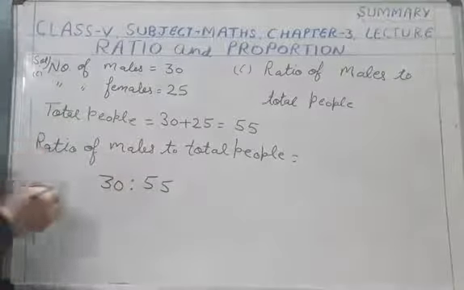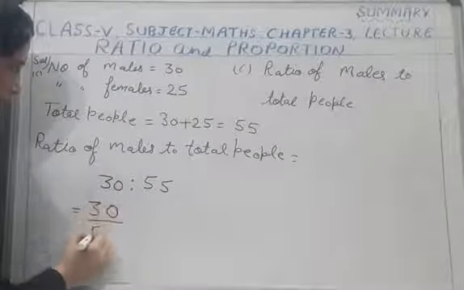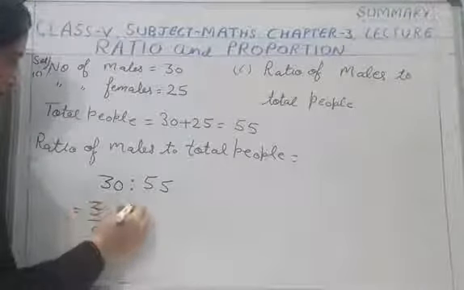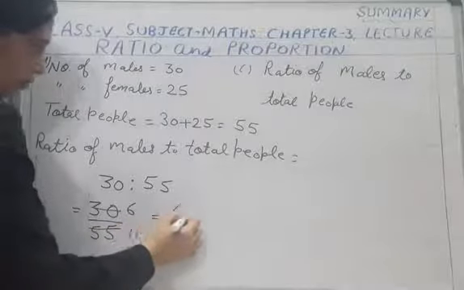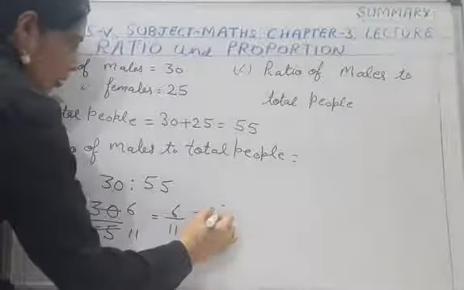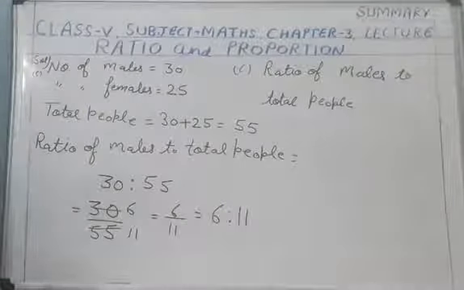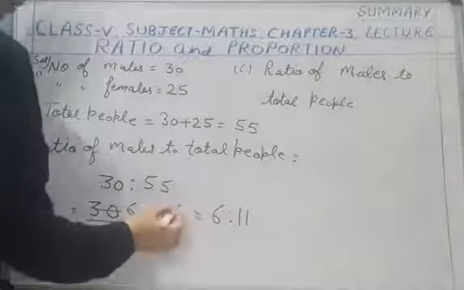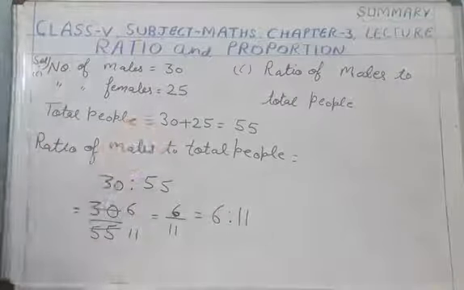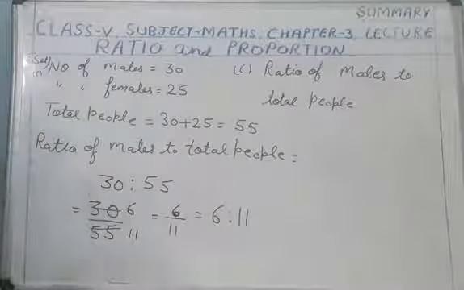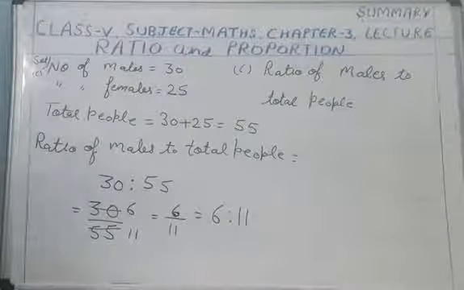Again we know that we can convert it into simplest form. So write it 30 upon 55. 5 6s are 30. 5 1s are 5. It will become 6 upon 11. Or we can say 6 ratio 11. It is fractional form and it is a ratio form, right? In this way, if you are getting any statement sum, you can solve this way.